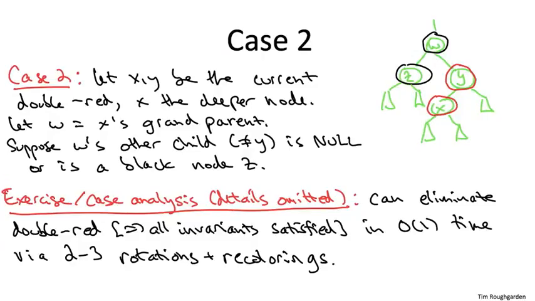So the work done overall is dominated by the number of double red propagations you might have to do. That's bounded by the height of this tree, and that's bounded by big O of log n. So in all of the cases, you restore all 4 invariants. You do only a logarithmic amount of work, so that gives you a logarithmic insertion operation for red-black trees, as promised.